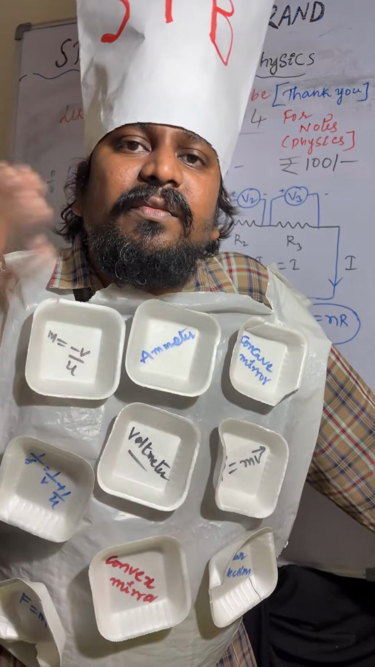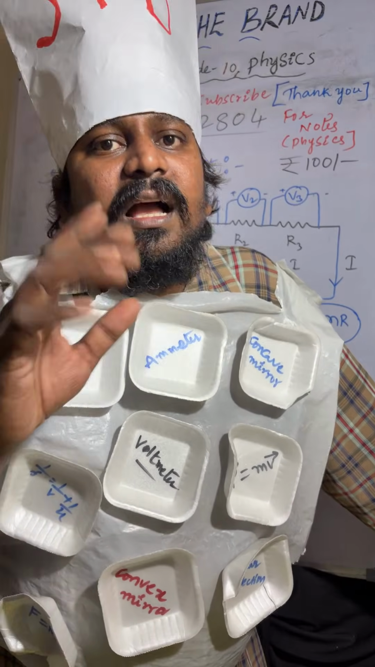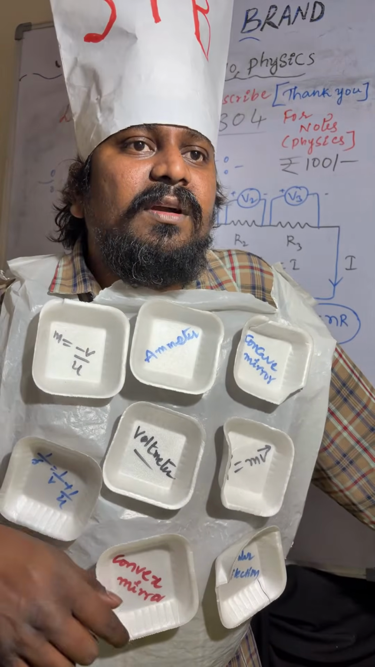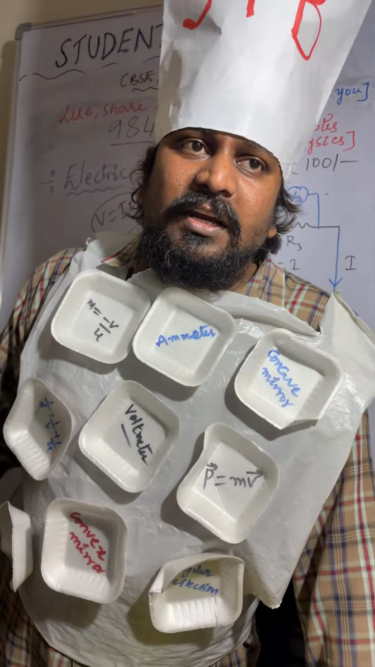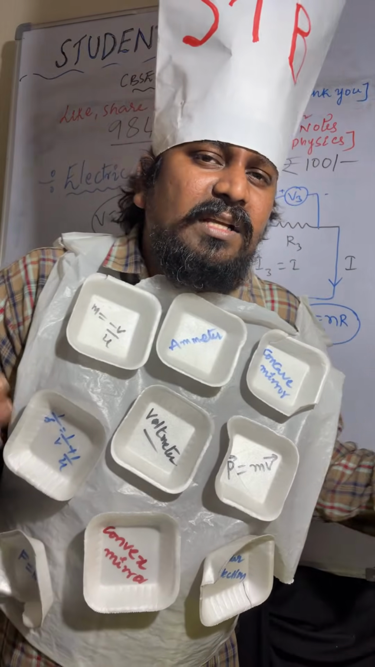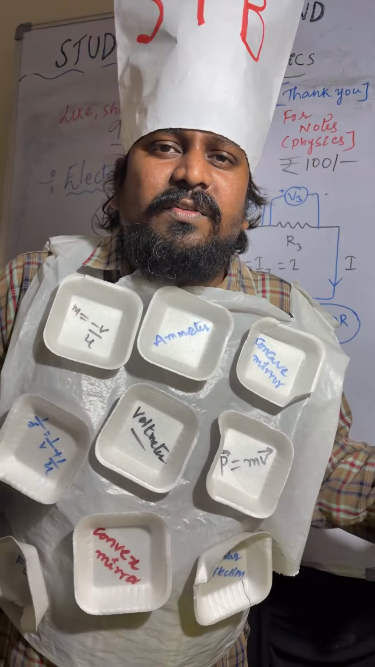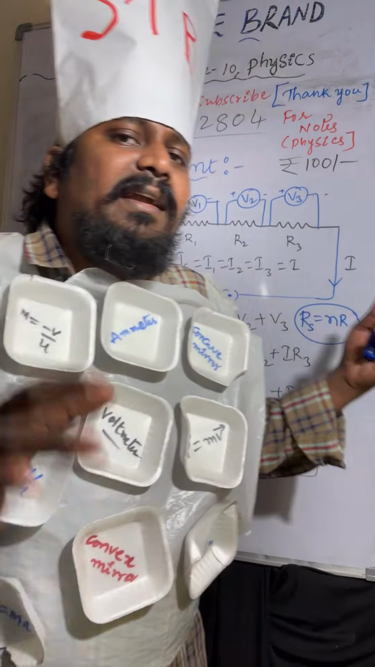So that's why the physical quantity which is constant in series combination is I, that is nothing but current. Current is a physical quantity. Potential difference is different: across R1 it is V1, across R2 V2, across R3 V3. Potential difference is different, so current is the same.